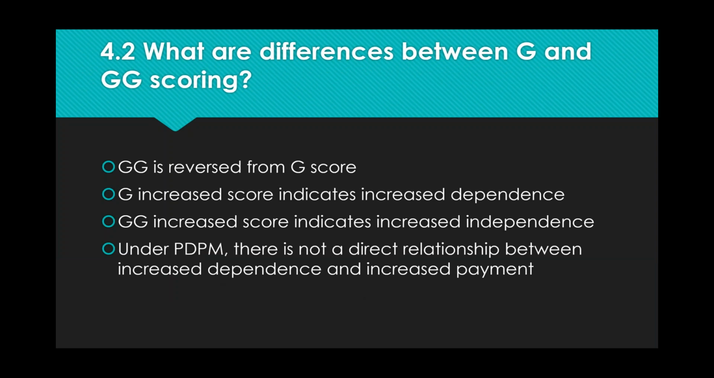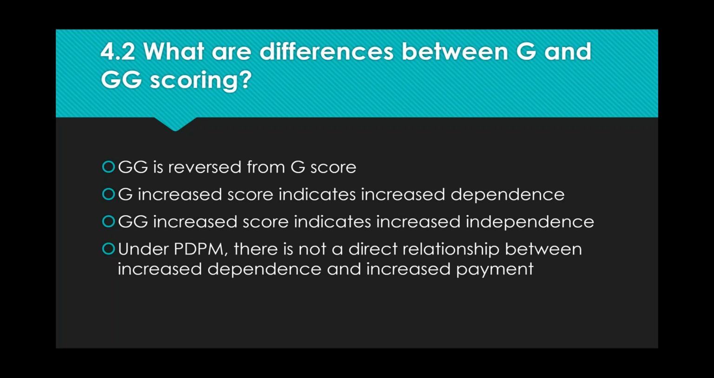So what are the differences between G and GG scoring? They're actually opposite. GG is reversed from G score. An increase in the G score means an increase in dependence. An increase in the GG score indicates increased independence. So if you're looking purely at the number, 0 to 4 under GG is opposite of what the G score was.